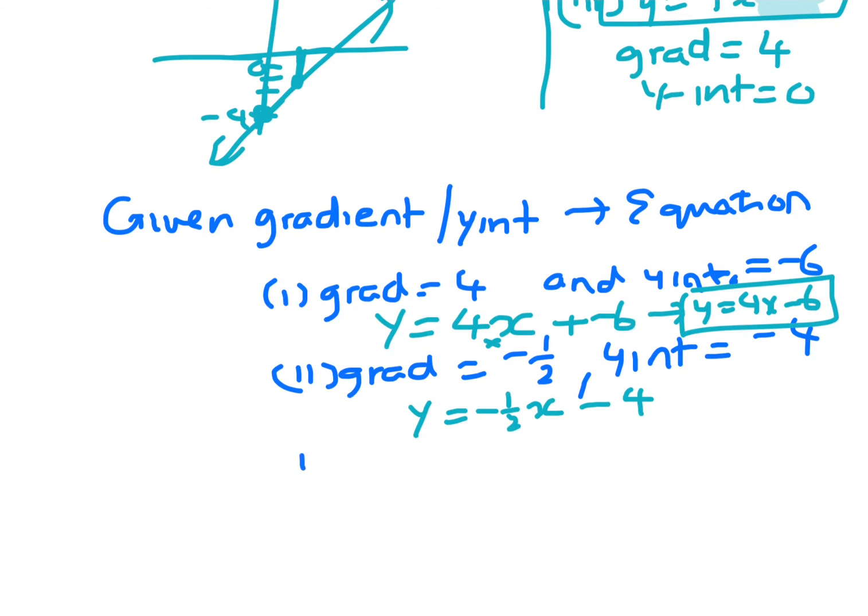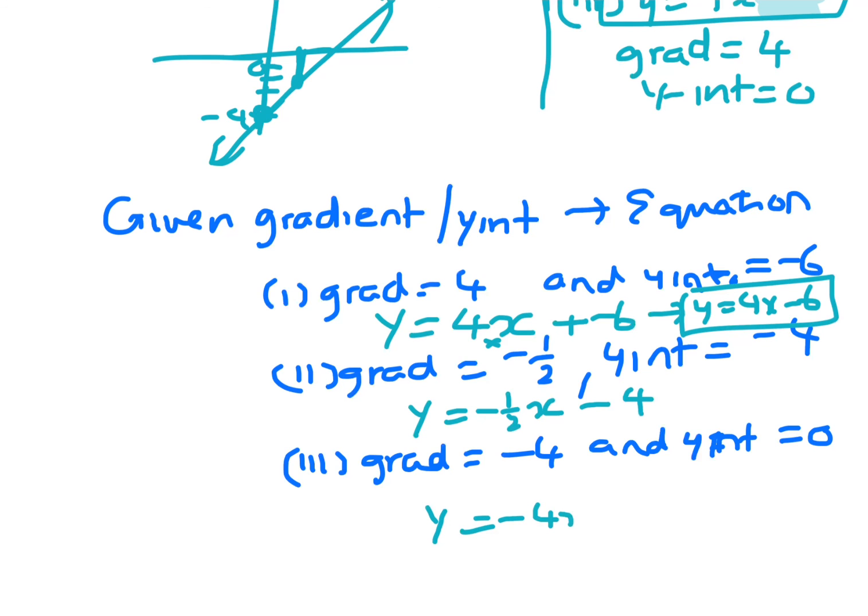And if you had, let's say, the gradient equals minus 4, and the y-intercept, where it cuts the y-axis, is just 0. Then your basic equation would be y equals minus 4x plus 0, or y equals minus 4x.